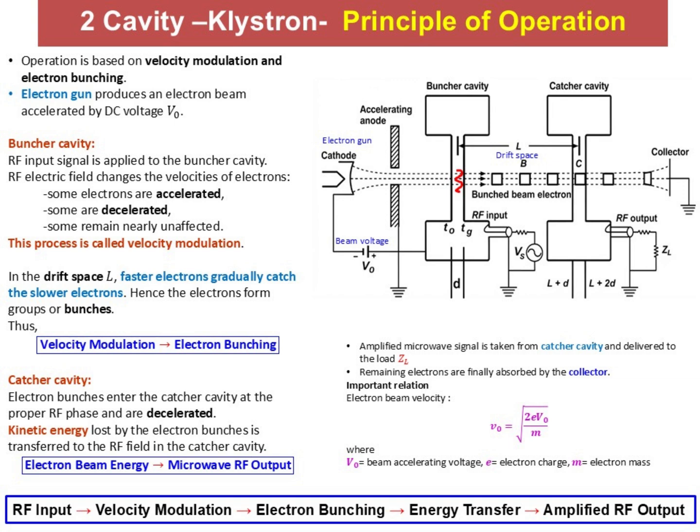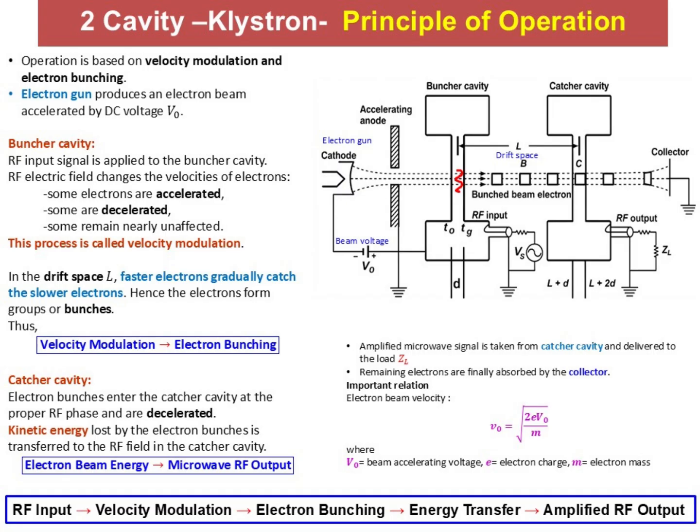Now let us follow the electron beam from left to right in the figure. The electron gun first produces the electron beam. The beam is accelerated by the DC beam voltage. The electrons then enter the first resonator, called the buncher cavity. The RF input signal is applied to this cavity. Because the RF field varies with time, different electrons experience different electric fields. Some electrons are accelerated, some are decelerated, and some pass almost without any change in velocity. This process is called velocity modulation.